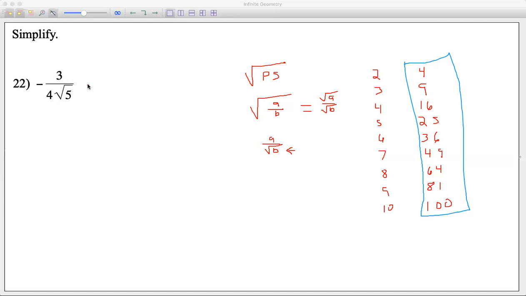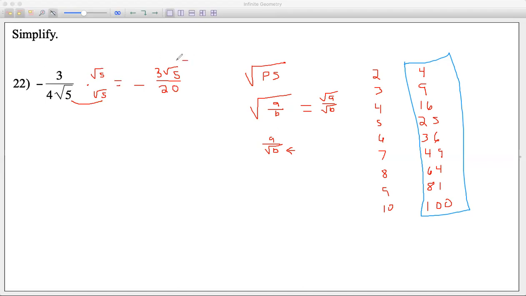Well, the problem is we got a square root of 5 on the bottom, so you're just going to multiply top and bottom by the square root of 5. That negative is still there, so we still have a negative. On the top, we have a what? A 3 root 5. And on the bottom, square root of 5 times the square root of 5 is square root of 25. The square root of 25 is 5. 5 times 4 is 20. So we get 3 root 5 over negative 20.